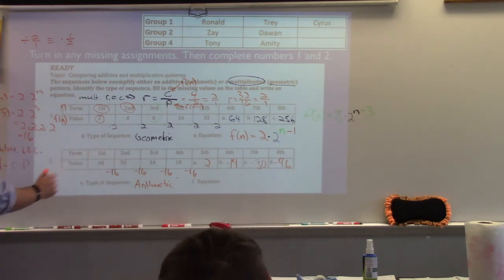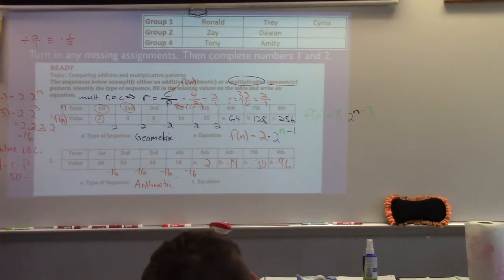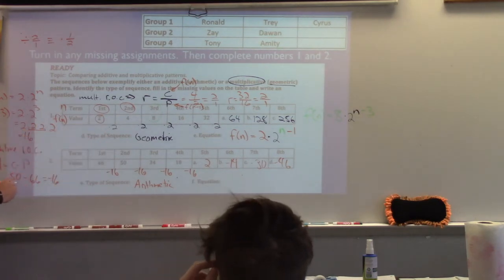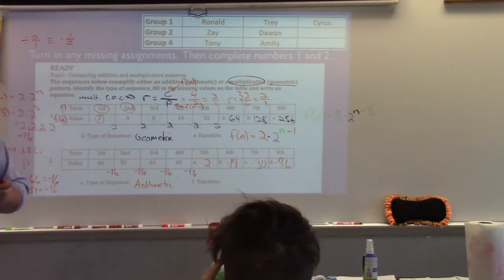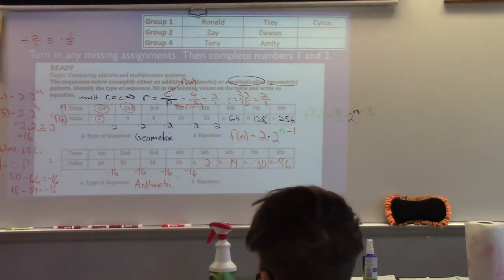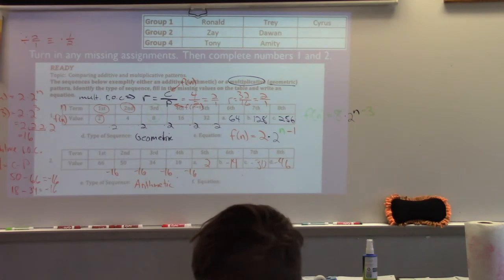So let's say we look at 50. What's previous to that? 66. What is 50 minus 66? Negative 16. Notice we're adding a negative 16, subtracting 16 every time. What about 18? What is previous to that? 34. What is 18 minus 34? Negative 16. Notice this is the same thing. We want to recognize that if it is arithmetic, then it has a common difference, a difference between the current and the previous. If it is multiplicative, there's a common ratio, a ratio between the current and the previous. These are all notes that we need to know.